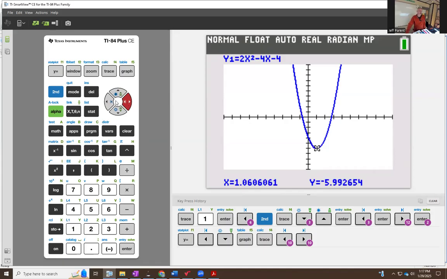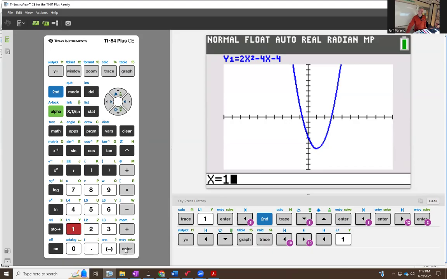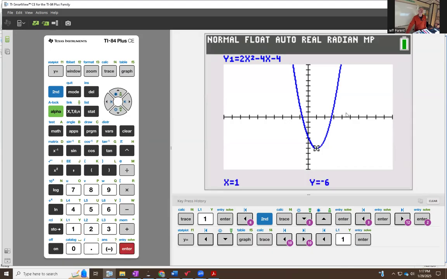If you take a look, I'm at 1.06. I'm like, you know what? I just want to see it when x equals 1. And you type in a 1, and bam, there you go.